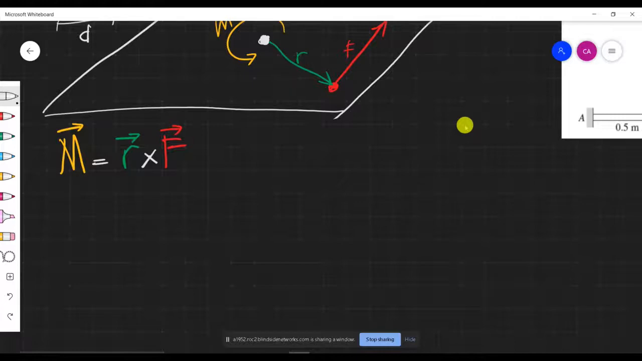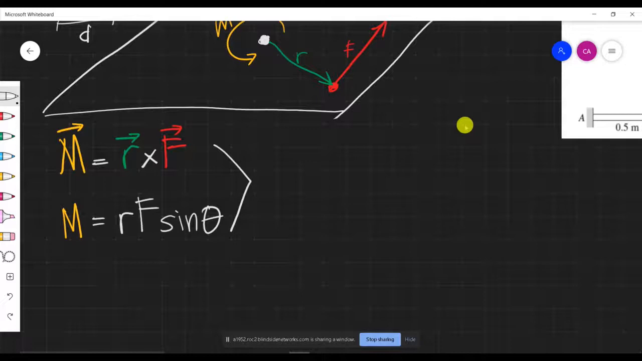Yan, na-record na. So, magnitude M is equals to R F sin theta. Remember ha, kapag hindi ko nilagyan ng arrow sa ibabaw, siya ay magnitude, scalar lang. Kapag may arrow, vector siya. So, yun yung dalawang equation natin, no?